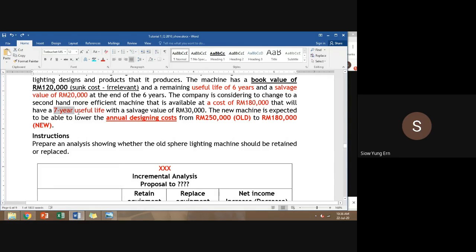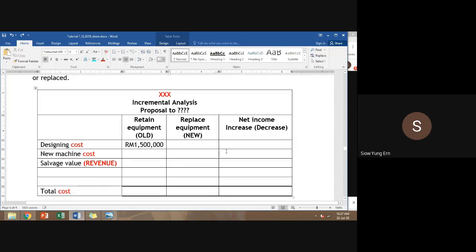So what we can do, we make it the same. So we take the lower one, because the old machine cannot go until the 7th year. We compare to 6 years, correct? So you take 180,000 and then you times 6 years. We take the lower one, correct? 1.08 million.